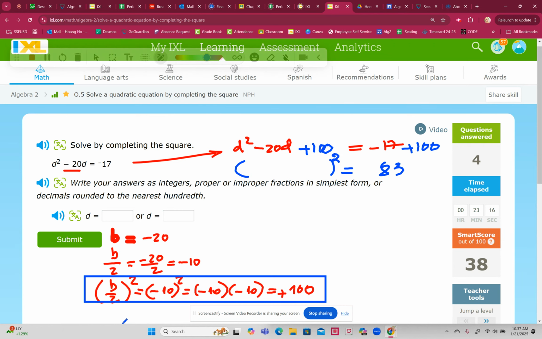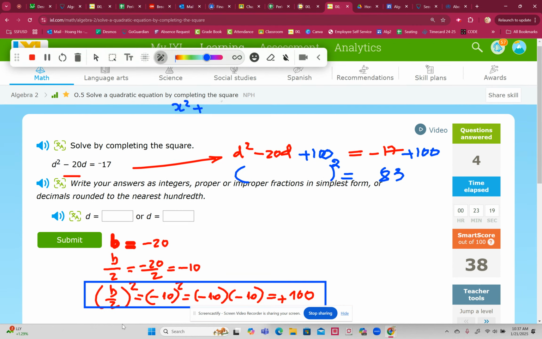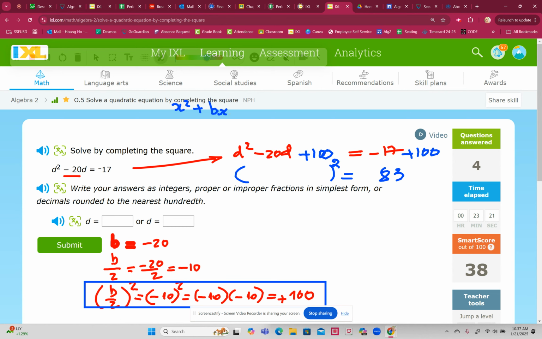Let's give you the formula again. x squared plus bx plus b over 2 squared, and now it equals the perfect square: x plus b over 2, and the whole thing squared. You see right here, this is x squared, which is d squared right here. This is b, negative 20d. And then you just add the b over 2 squared, which is right there. You see that? So now it equals the perfect square.